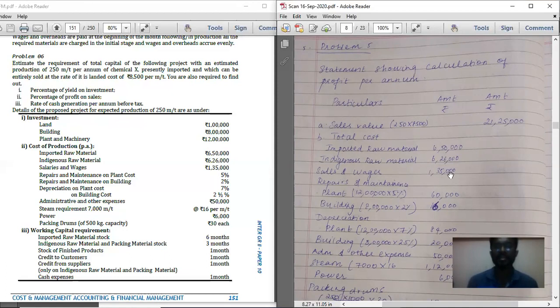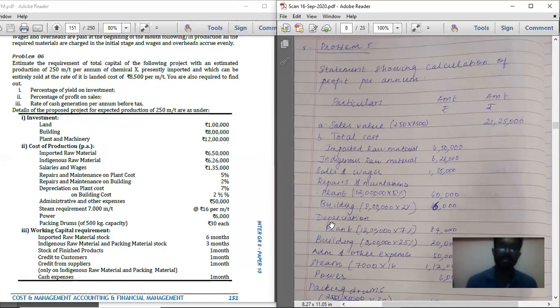Next, indigenous raw material, 6,26,000. Next, salaries and wages, 1,35,000. Next, repairs and maintenance of plant.